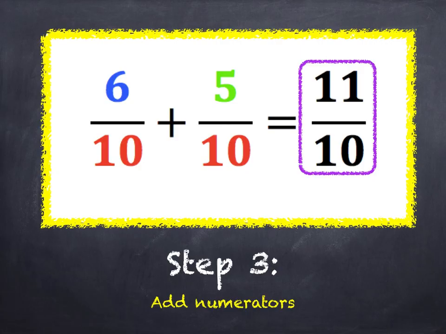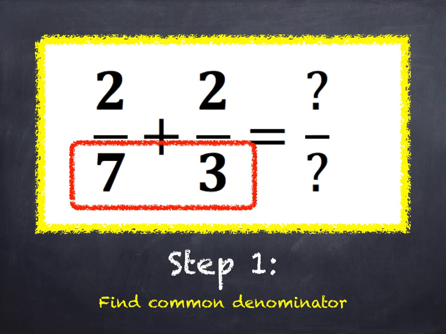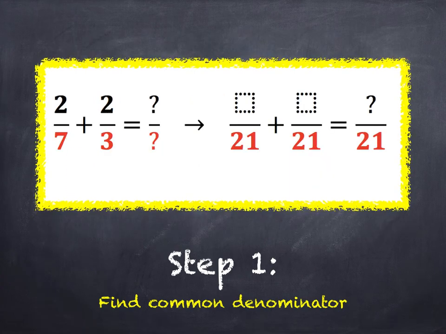Now you can try one along with this video. Your problem is going to be 2/7 plus 2/3. Our first step is to find a common denominator. So what operation are you going to use with the 7 and the 3? When you multiply 7 and 3, you should get 21, and rewrite both fractions with 21 on the bottom and 21 on the bottom of your answer.